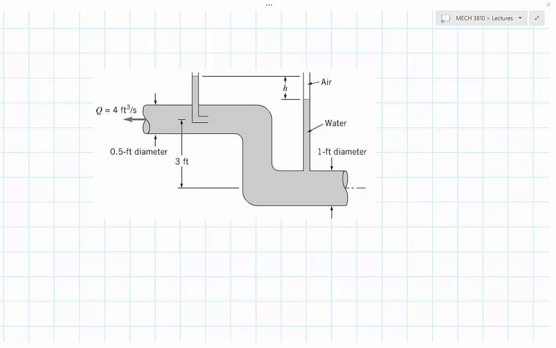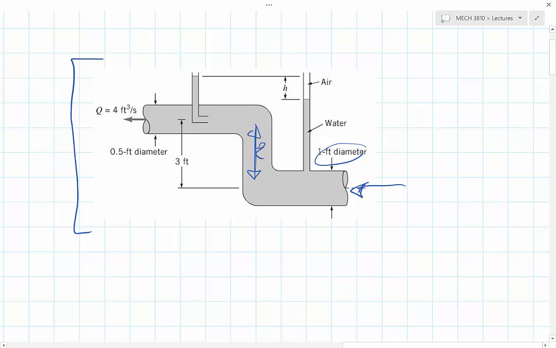Hi, in this video I'd like to go over an example of the Bernoulli equation, or how it's applied in different situations. The example that I'm showing here has fluid moving in this direction into a 1-foot diameter pipe, and it's going to be transitioning in both height, the z direction, as well as in the actual diameter of the pipe. It's a 1/2-foot diameter pipe here and a 1-foot diameter here.